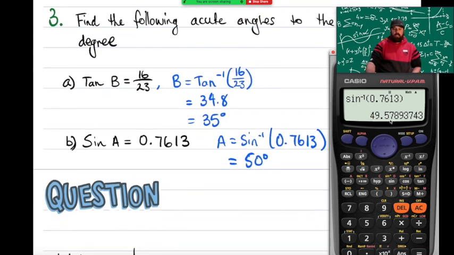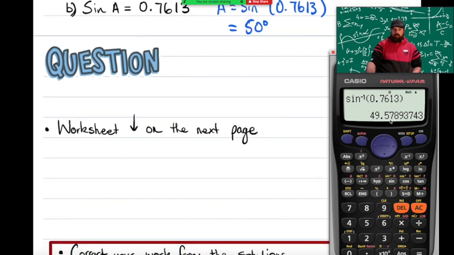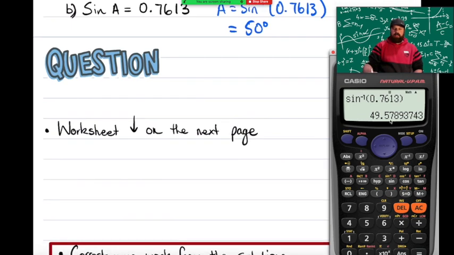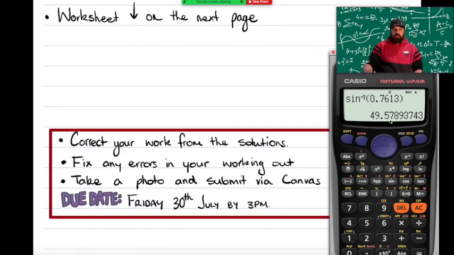Alright, Year 9, for this lesson as well, there is a worksheet on the next page. When you scroll down through these lesson notes, complete that worksheet, and as always, correct your work from the solutions, fix any errors, take a photo, and upload it to Canvas by Friday.